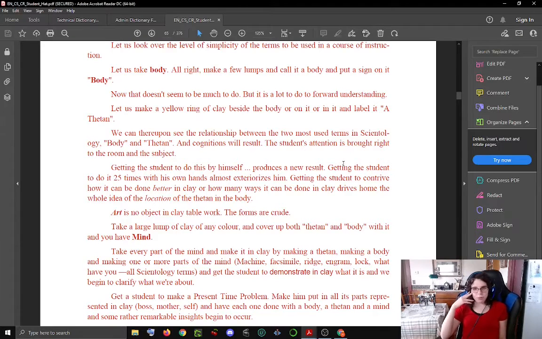And cognitions will result. The student's attention is brought right to the room and the subject. Getting the student to do this by himself produces a new result. Getting the student to do it 25 times with his own hands almost exteriorizes him.